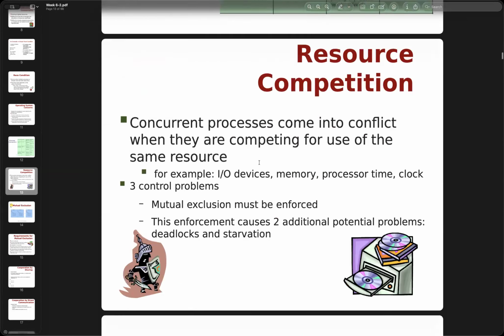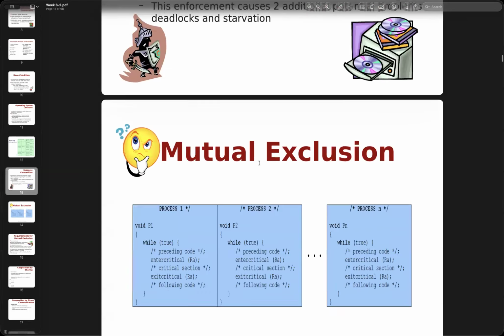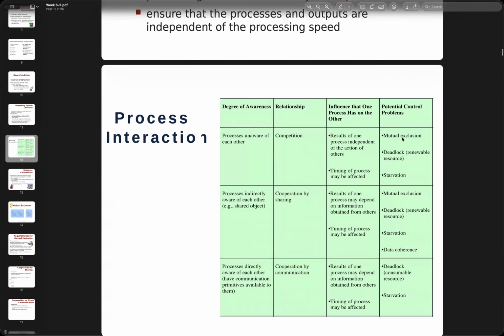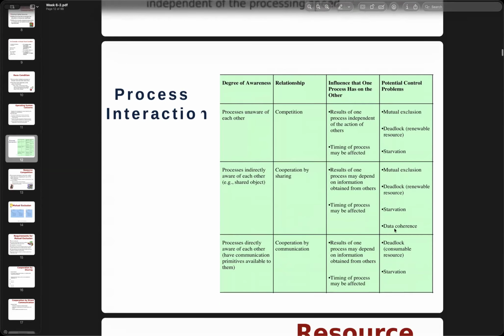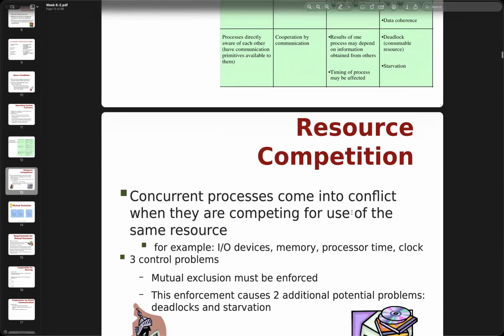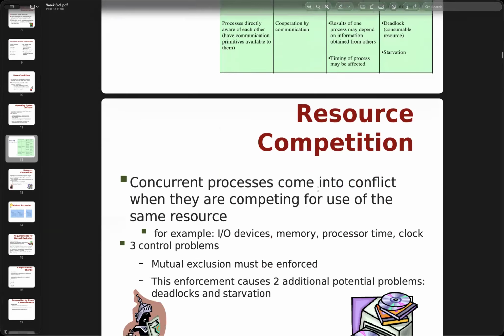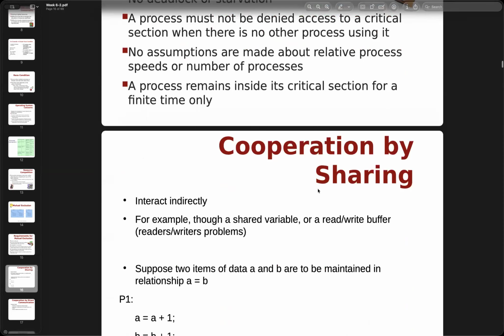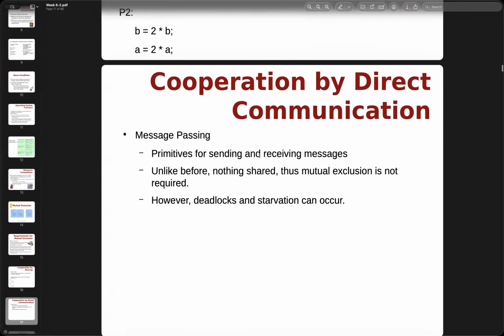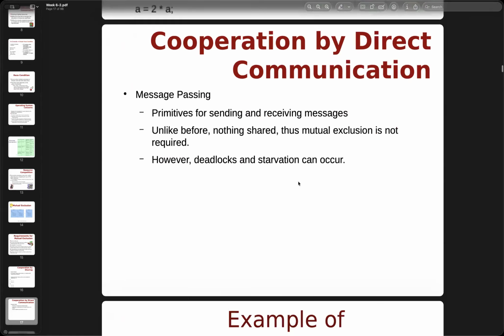So far, we have quickly gone through some examples: mutual exclusion, deadlock, starvation, and sometimes what we call data coherence or competition. Here are all the possible situations, and the difficulty here is that you need to prevent them.